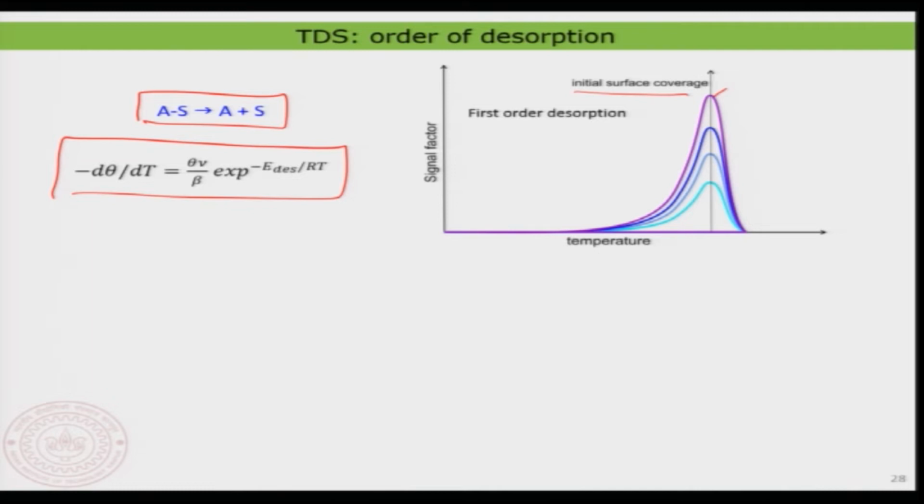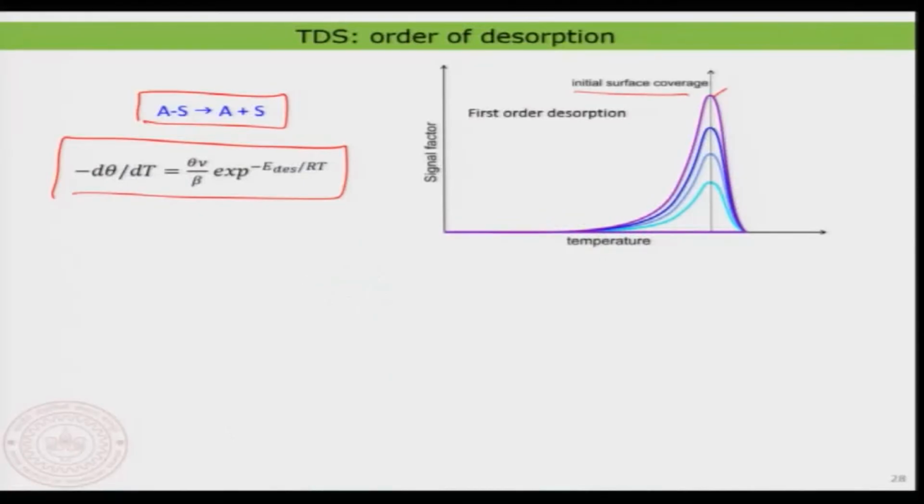Well, this is true for moderate coverage and even relatively high coverage, and depending on some material you might find some changes, but generally this is the case that you would observe in the coverage dependence. So, this actually tells me that the desorption itself, what we are observing, is a first order process.